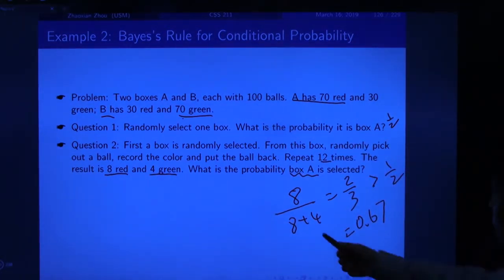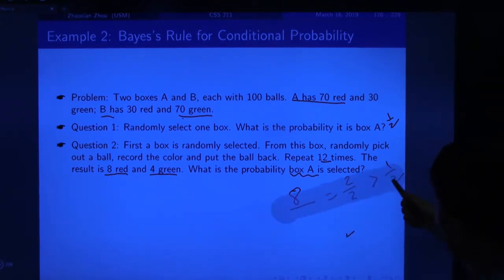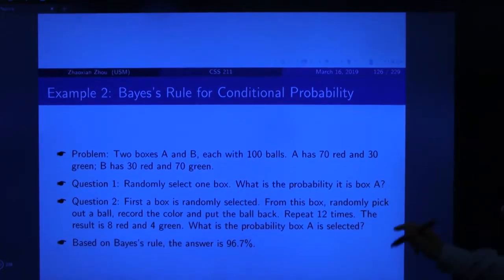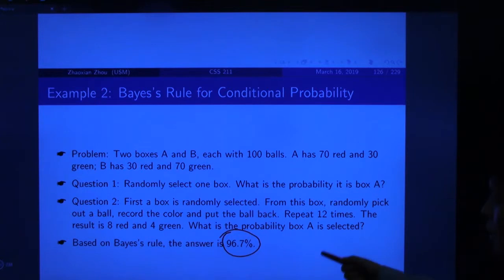Now the result from Bayes' rule gave us the result equals 96.7%. It is much more likely the box is A than it is B. The probability that it is B is only 3.3%. So it looks like it's very likely to be box A.